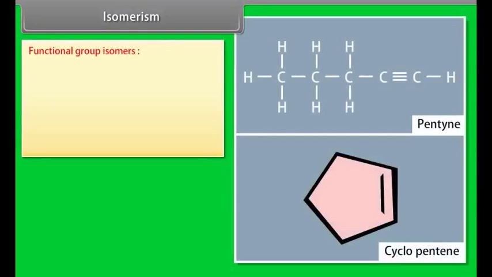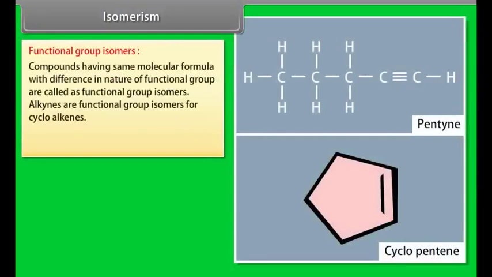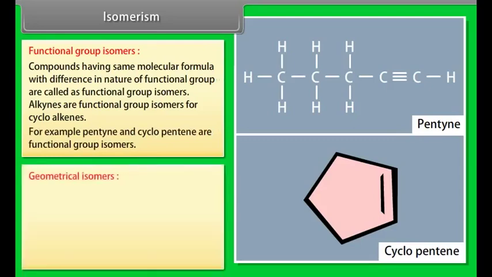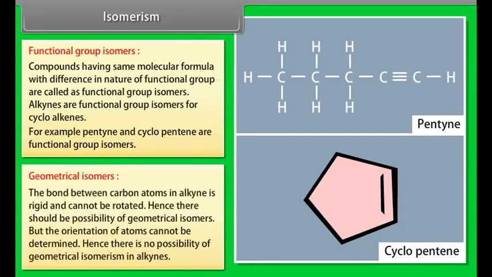Functional group isomers. Compounds having the same molecular formula with a difference in nature of the functional group are called functional group isomers. Alkynes are functional group isomers for cycloalkenes. For example, pentyne and cyclopentene are functional group isomers. Geometrical isomers. The bond between carbon atoms in an alkyne is rigid and cannot be rotated. Hence, there should be a possibility of geometrical isomers. But the orientation of atoms cannot be determined. Hence, there is no possibility of geometrical isomerism in alkynes.